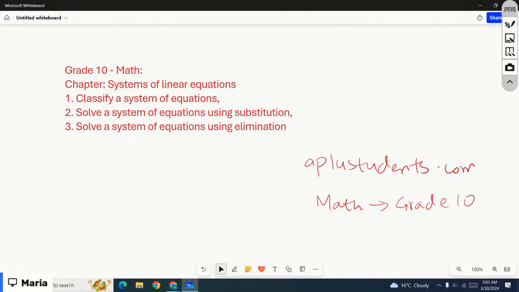There you can find a list of the chapters. We're going to start with the chapter systems of linear equations. The lessons we're going to cover today are classify a system of equations, solve a system of equations using substitution, then solve a system of equations using elimination, right? So let's just start with the first lesson.